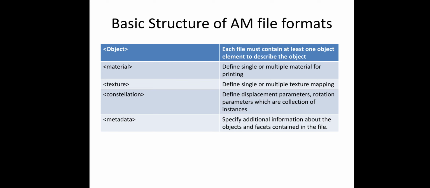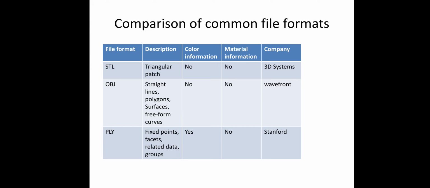Basic structure of an additive manufacturing file format: any file format other than STL contains this structure, but STL does not. The structure includes the object, that is the geometry of the object, then the materials required for the object, and texture, which is the surface finish information, and constellation. This represents transformations like translation, rotation, scaling, and other things. And metadata represents the author information and other details.